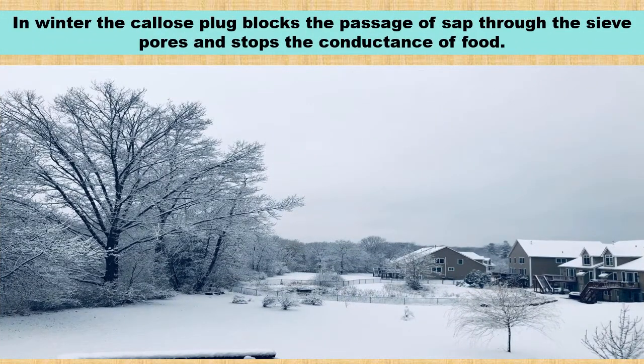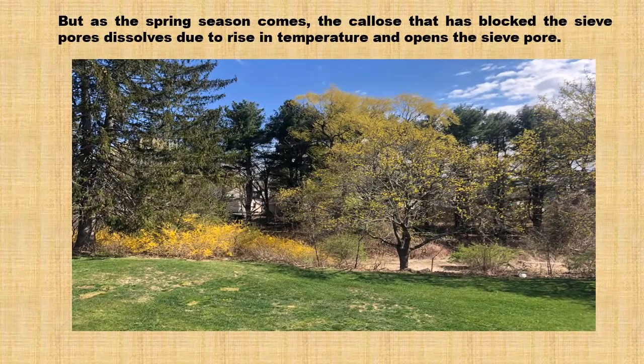Another interesting thing we can see in the winter, when there is no photosynthesis, is that callose, an insoluble carbohydrate, blocks the sieve pore. It forms a callose plug, so there is no conduction or transportation of food material. Whereas during spring, when the temperature increases, callose plugs dissolve and the sieve pores open, so that transportation takes place again.